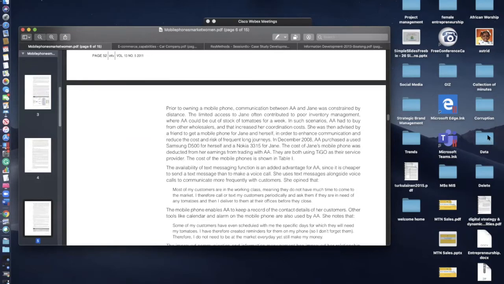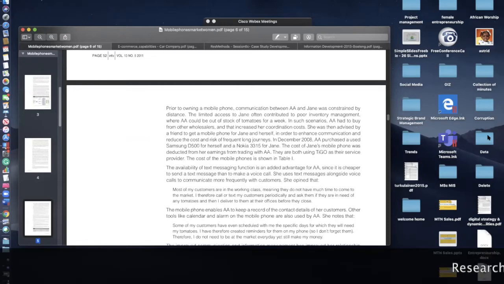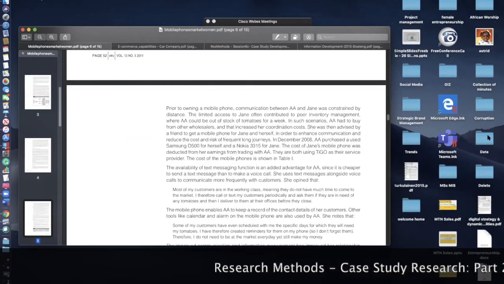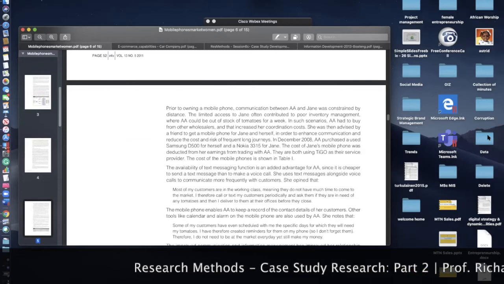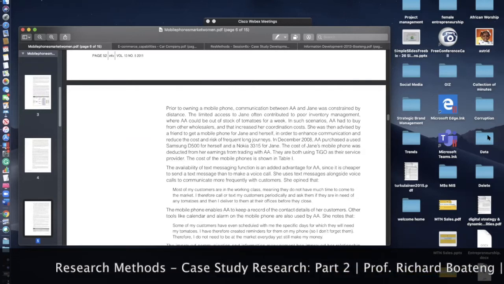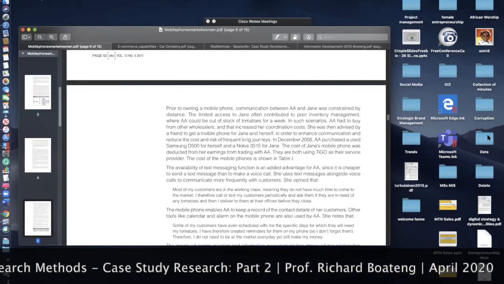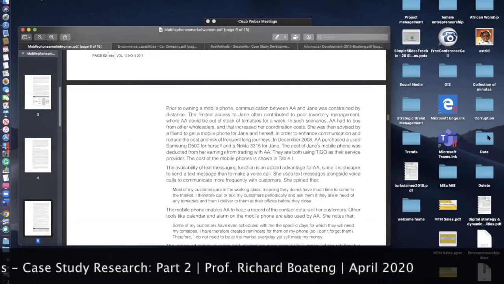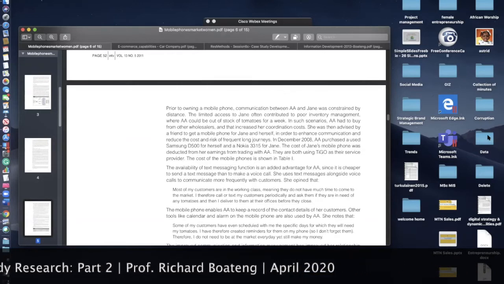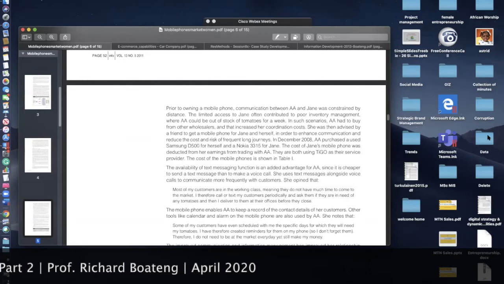So what we see is that AA is managing the business in a particular structure. One of them is that she realized that there is some group of her customers who are busy people. So she has to treat them differently than those who can show up at the marketplace. And because of that, she's able to give them a personalized service.